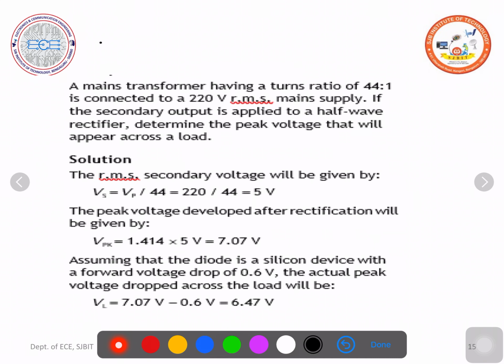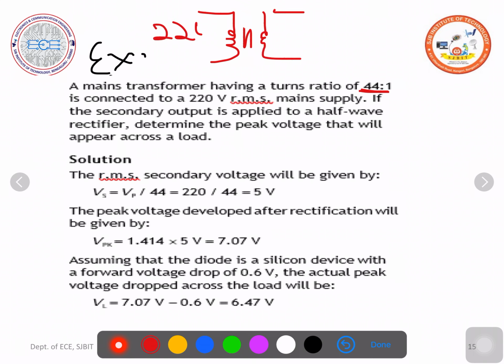Let us go through an example. The mains transformer having a turns ratio of 44:1, 44 primary, 1 secondary, is connected to a 220 volts RMS mains supply. So you can imagine like this, 220 volts RMS, 44:1. So let us go through the problem.